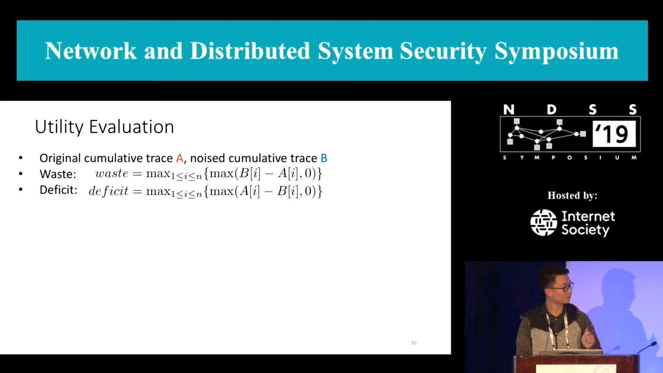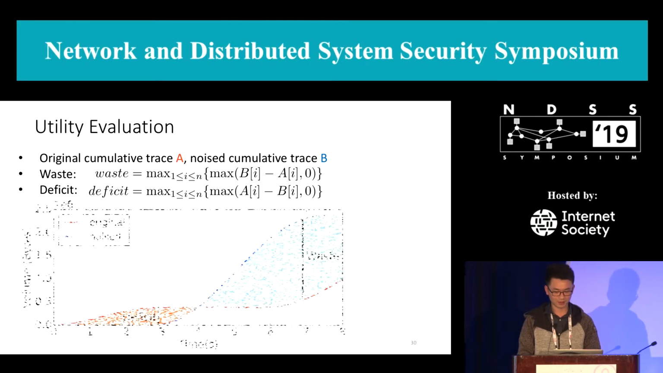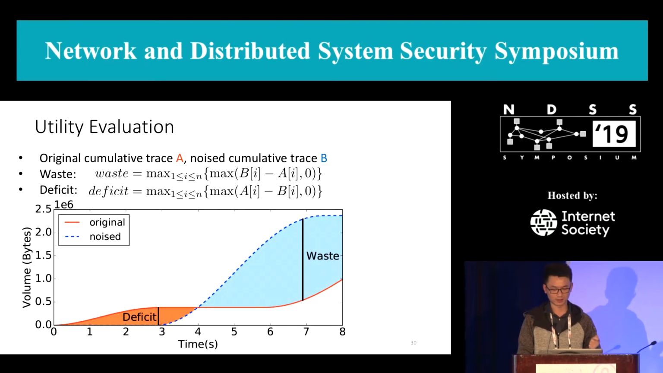So now let's look at our utility evaluation. Suppose that the original cumulative trace is A and the noise cumulative trace is B. We define the waste as the maximum amount of data that have been downloaded in advance, and the deficit means the max amount of data that needs to be downloaded to keep streaming. So the deficit is the max difference between the two lines in the orange area, while the waste is the max difference in the blue area.